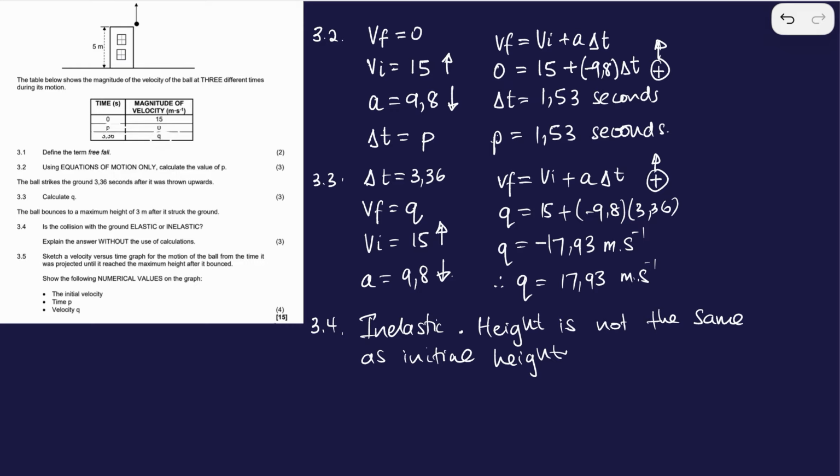Moving on now to question 3.5. Sketch a velocity versus time graph for the motion of the ball from the time it was projected until it reaches the maximum height after it bounced. So we need to show the initial velocity, the time P, and the velocity Q. So just so that we are all on the same page here, I'm just going to sketch out what's happening with the ball. So if that's my building, the ball is going up, it is hitting the ground, it's bouncing, and then it's reaching some height.